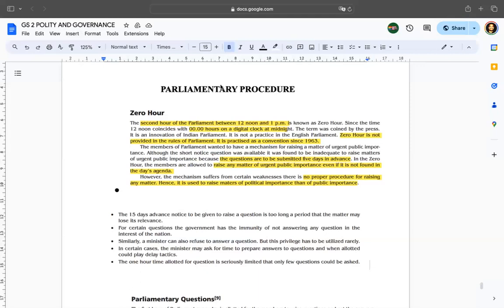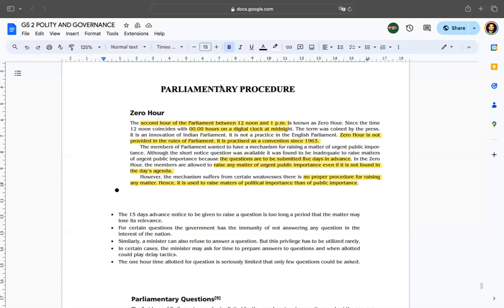And here we can ask any matter, but with a little difference from the question hour, because here you do not have to give any notice or any formal recognition to the minister. You can ask any question in the 0 hour, and it starts just after the question hour, and it lasts until the main proceedings of the house take place. And since 1962, we have had this convention.